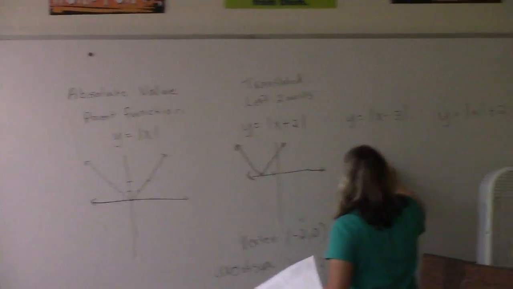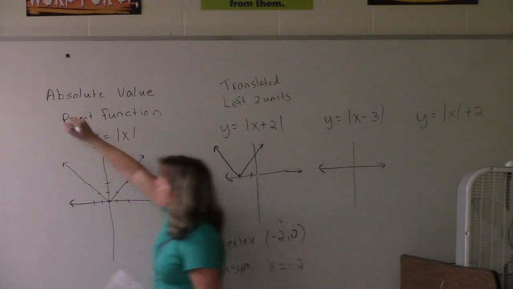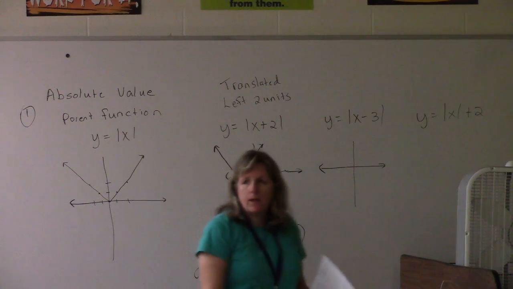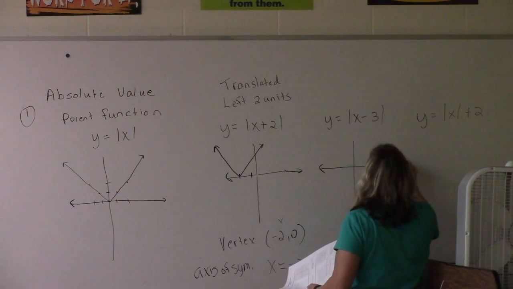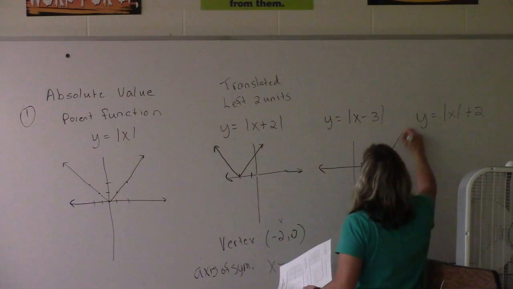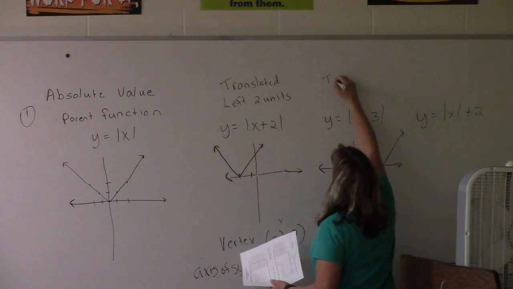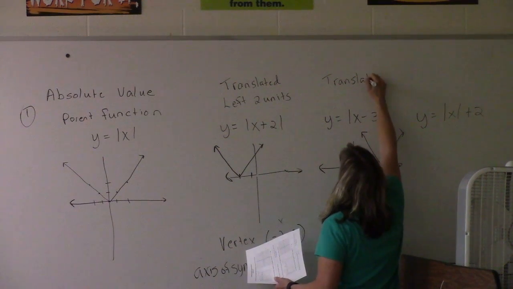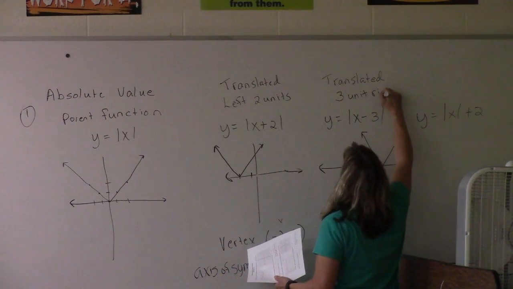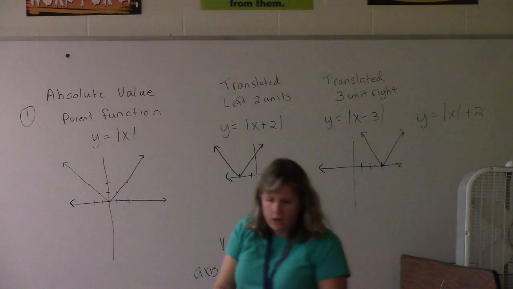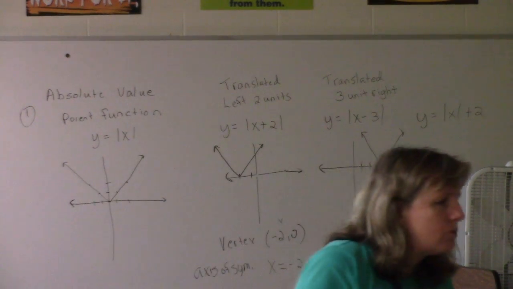Now, looking at this number 3, how does that compare with number 1 over here? What happened there? It goes to the right. So it looks like this right here, right? So we did what? We translated to the right 3 units. 3 units right. All right? So on number 3, what you're going to write in that line there is it translated 3 units right.